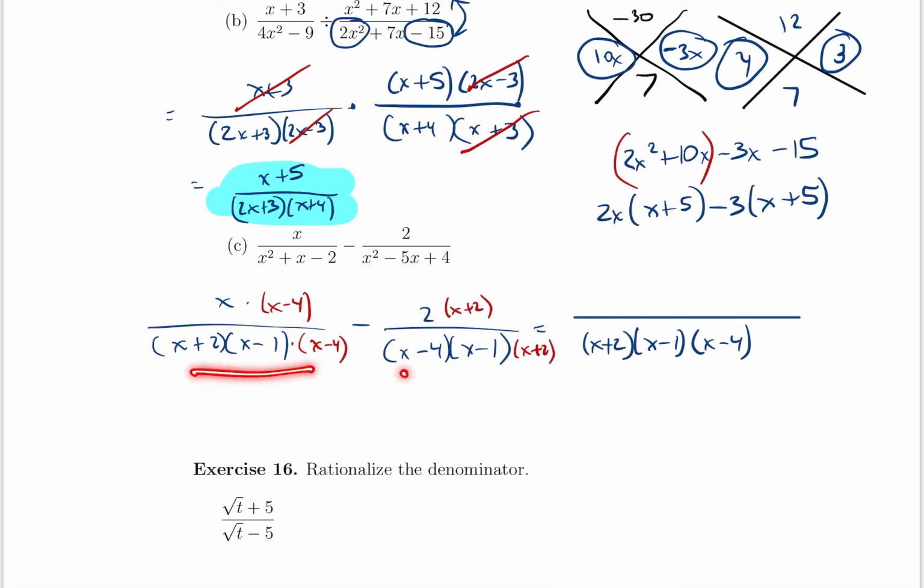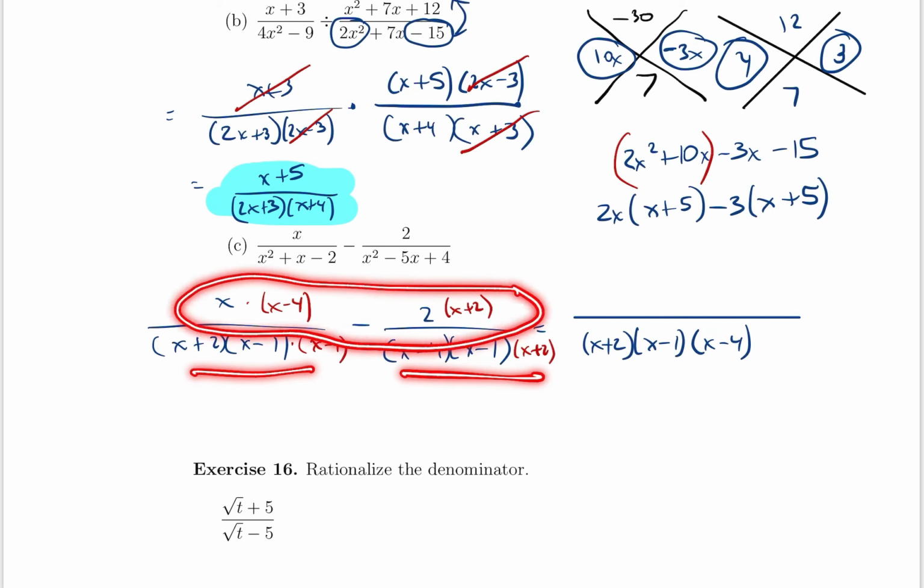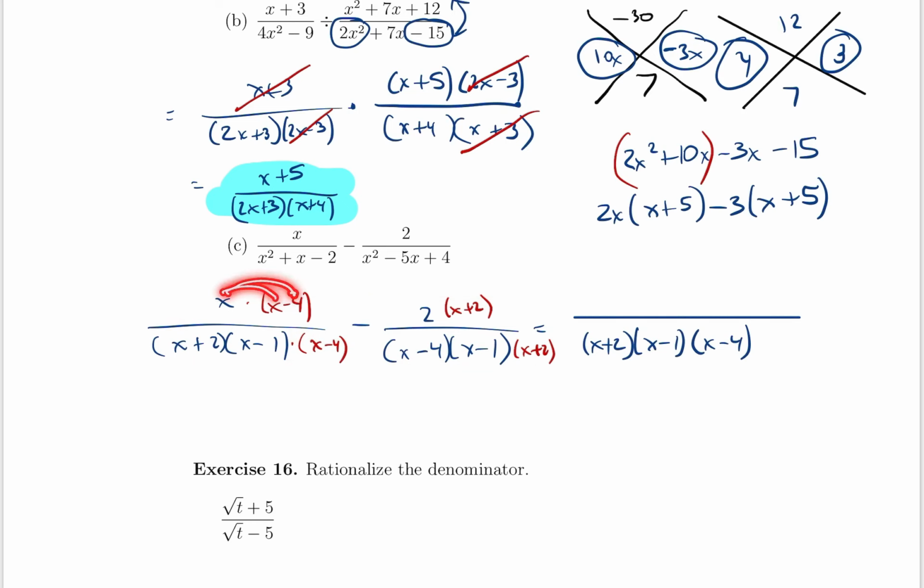And now we have a common denominator, which means we can simplify the numerators. So I'm going to go ahead and distribute, and careful not to forget the negative. The negative also gets distributed with the 2. So distribute here, and also distribute the negative. So that becomes x squared minus 4x minus 2x minus 4. Combine like terms, x squared minus 6x minus 4. And that should do it.